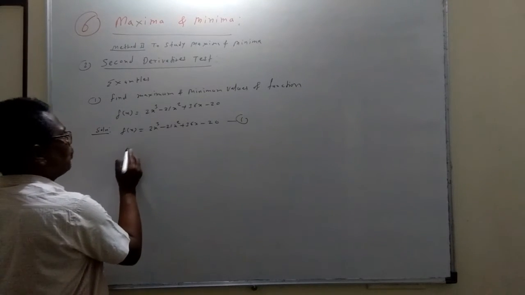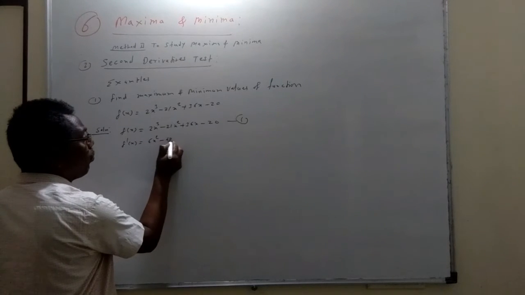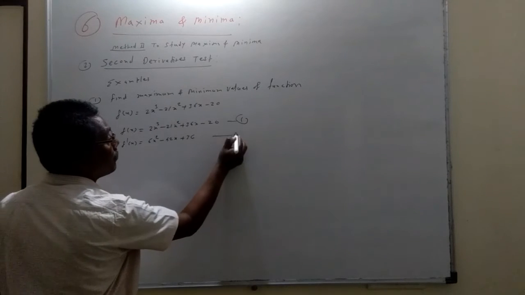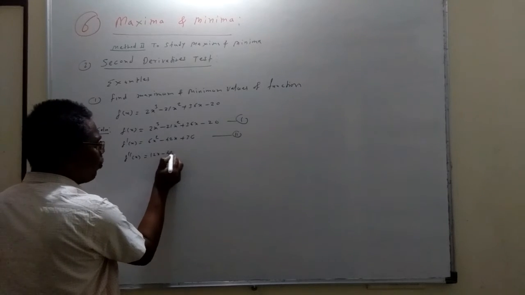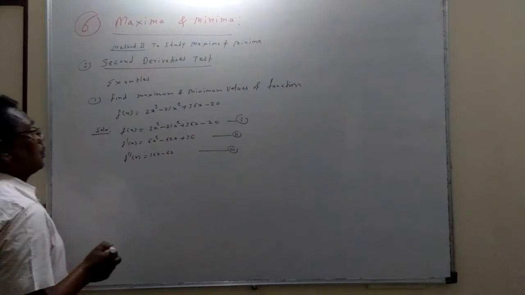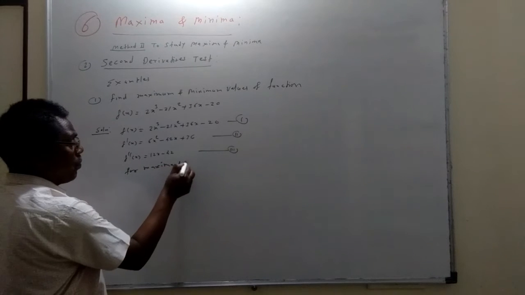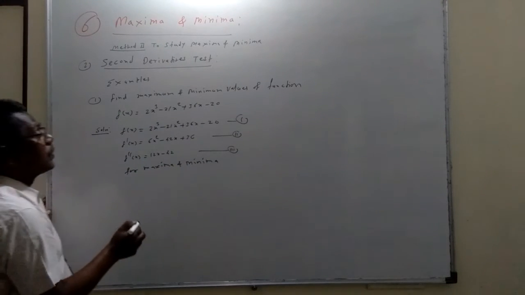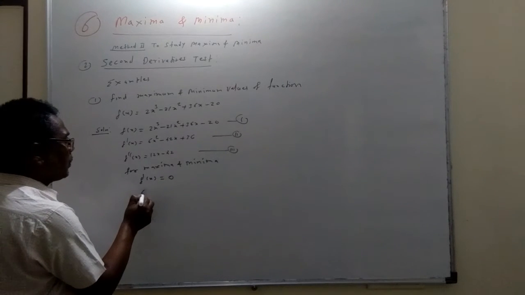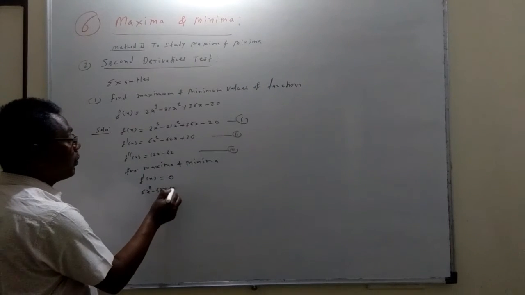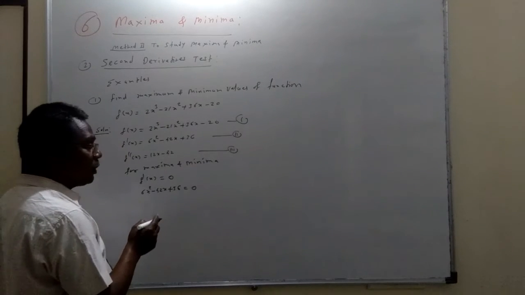Now find the first two derivatives. So f dash x is equal to 6x square minus 42x plus 36. F double dash x is equal to 12x minus 42. Now third step, for maxima and minima, f dash x is equal to 0. So f dash x equal to 0, that is 6x square minus 42x plus 36 is equal to 0. Now solving this equation, you find the values of x, that is, the points on the curve.